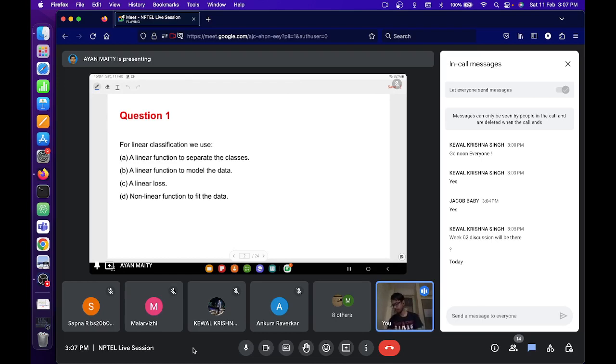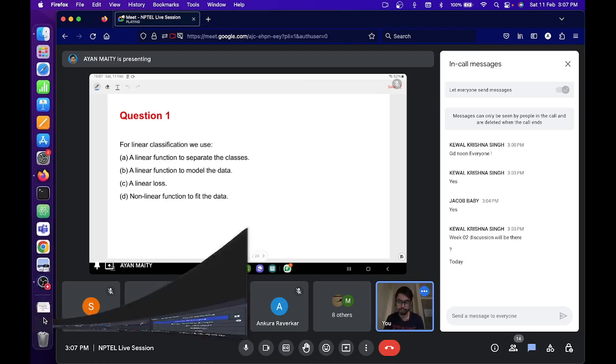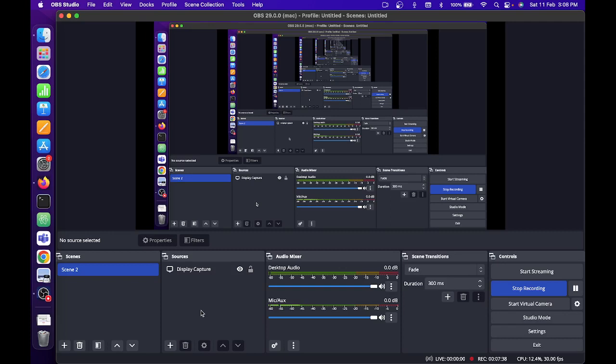So which of these four options is right for linear classification? Which of these functions do we use for linear classification?